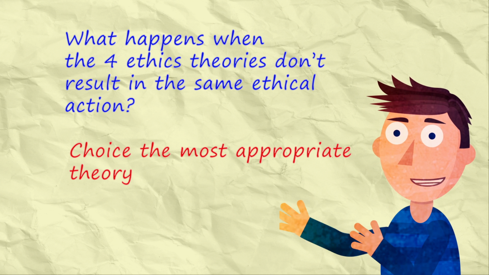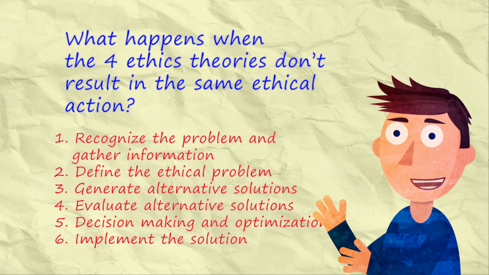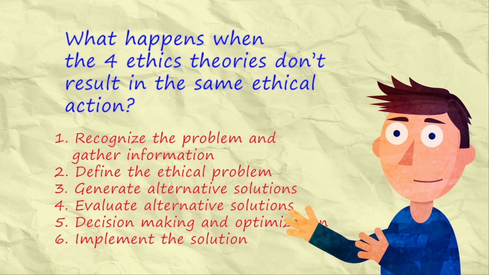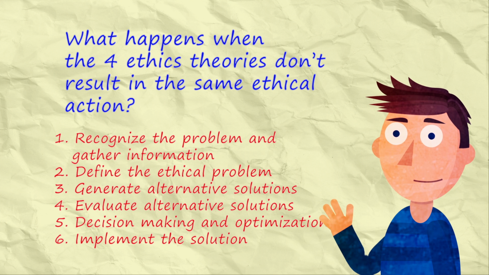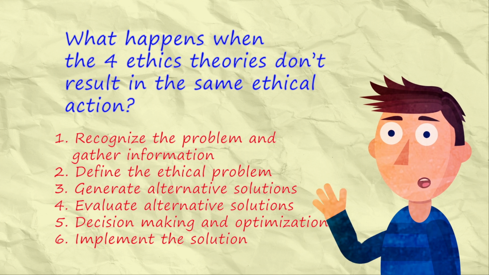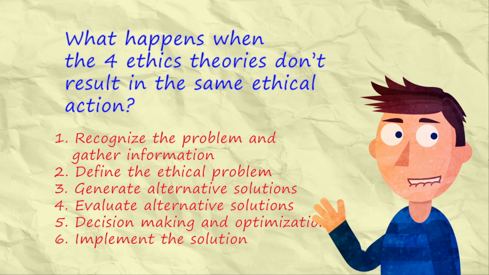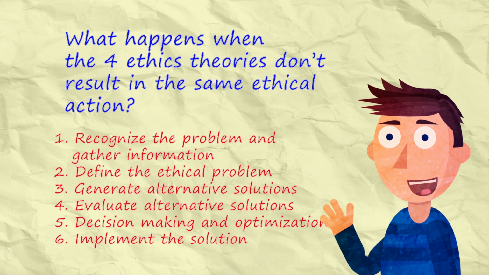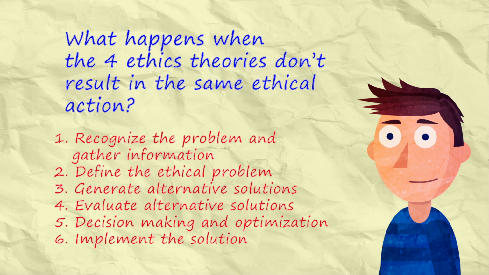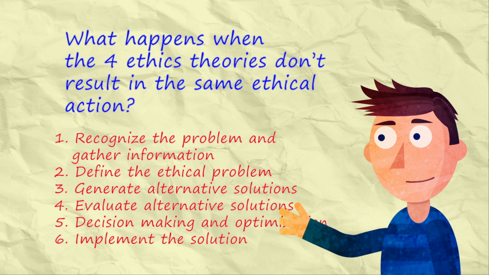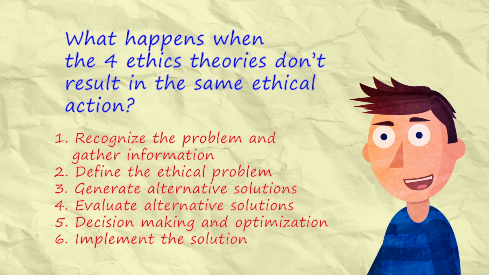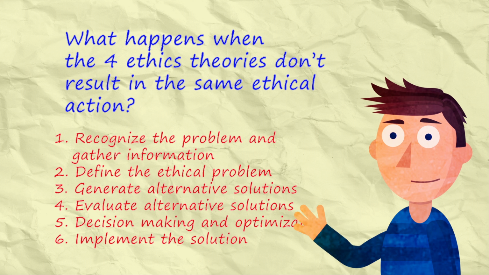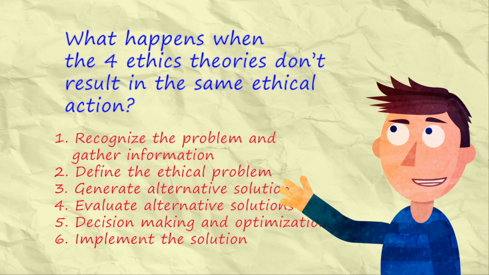The ethics textbooks recommend a very methodical way to figure out what's the best theory to pick in case they all contradict each other. And there's a very engineering method that includes 6 steps. First step is recognizing a problem and gathering information. Number 2 is define the ethical problem. Number 3 is generating alternative solutions by applying all 4 ethical theories.